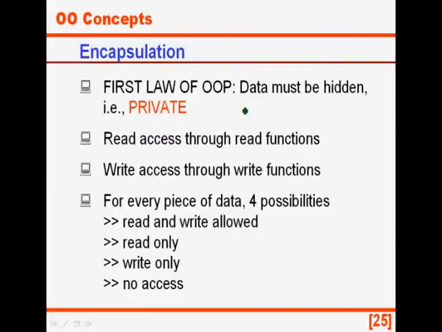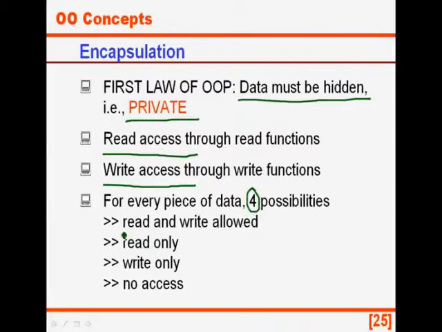So the first law of object-oriented programming is encapsulation. Data must be hidden. All data is private. Read access through read functions and write access through write functions. For every piece of data, this leads to 4 different possibilities. Either we allow both reading and writing, that is, we can access the data and we can modify the data, or read only, that means we can access the data but are not allowed to modify. Write only, we can modify but cannot access in terms of reading. No access is absolutely no reading or writing.